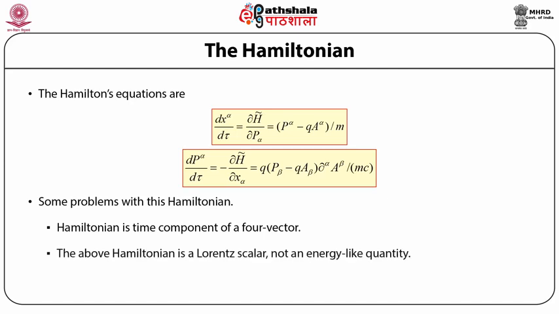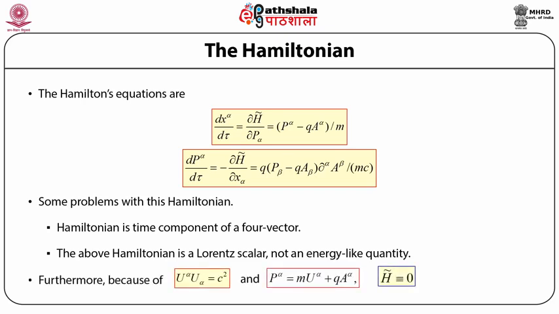The above Hamiltonian is a Lorentz scalar, not an energy-like quantity. Furthermore, because of u^α u_α equals c² and p^α equals mu^α plus qA^α, H is equal to 0. Clearly, such a Hamiltonian formulation differs considerably from the familiar non-relativistic version.